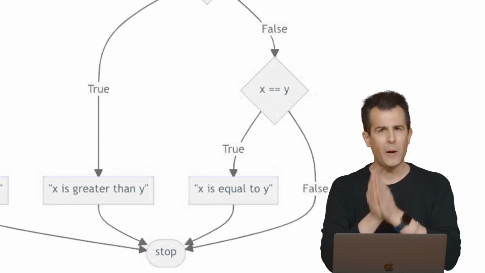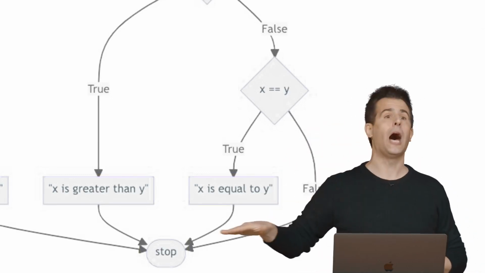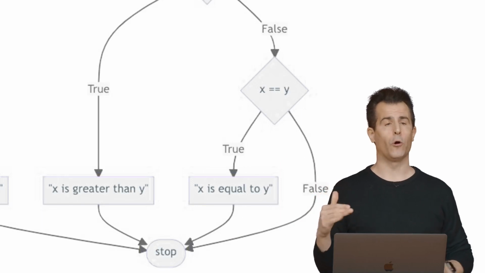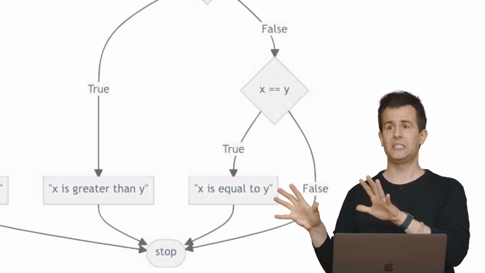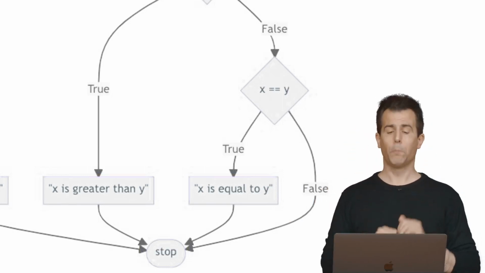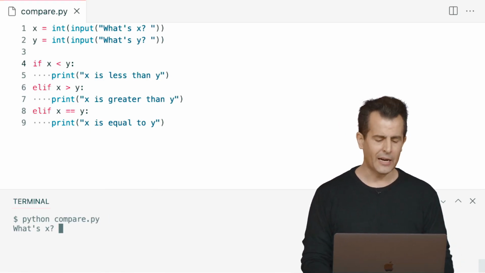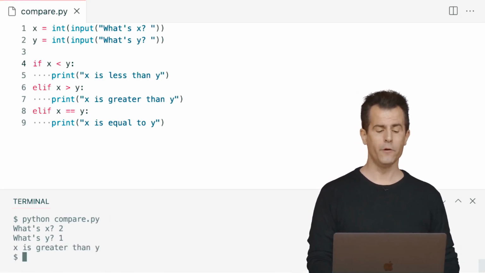If we get back a true answer right away to that first if, we're going to print out "x is less than y" and then stop. We're logically at the end of the program. So this picture is just representing graphically what the code is actually doing. But suppose I typed in something else. Suppose that my code actually ran and I typed in 2 for x and 1 for y.